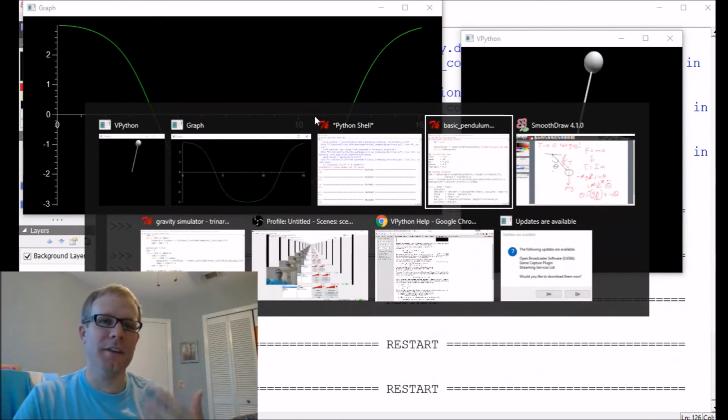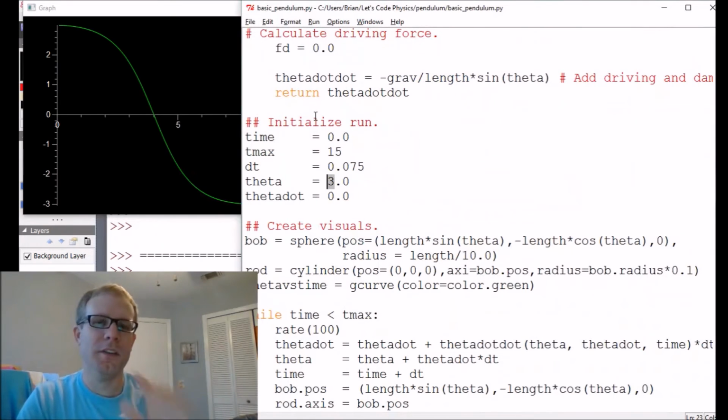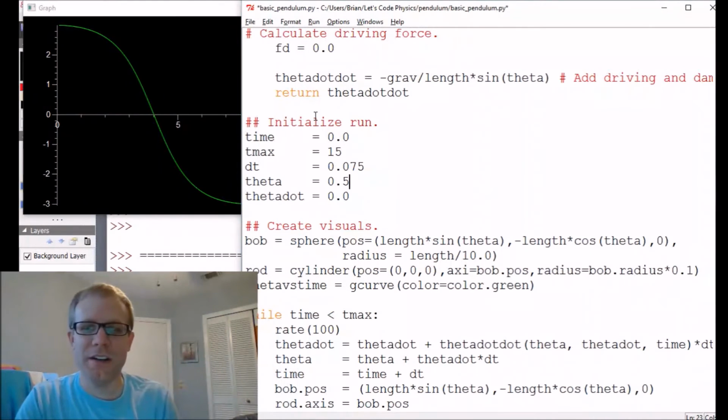So that's why the program is important, because while the small angle approximation is decently useful for small angles, it's not useful for large angles.